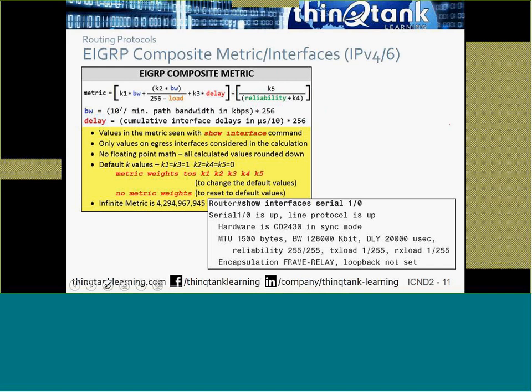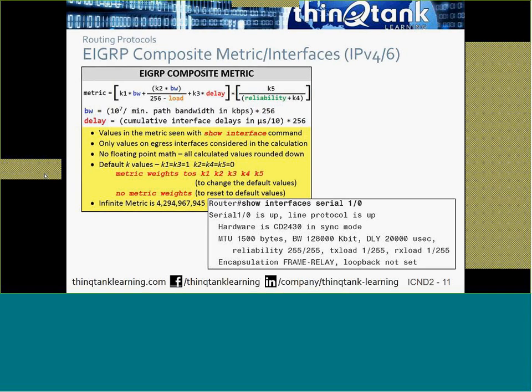All right? Metric calculations are very important because that's how we choose our best path. So it's important to understand how these metrics are calculated and how we reference them. So let's break this down. And in the end, it's going to be pretty simple.